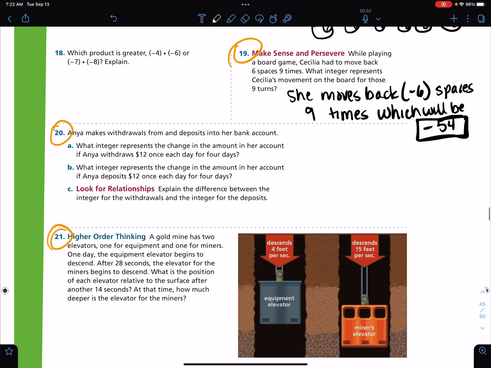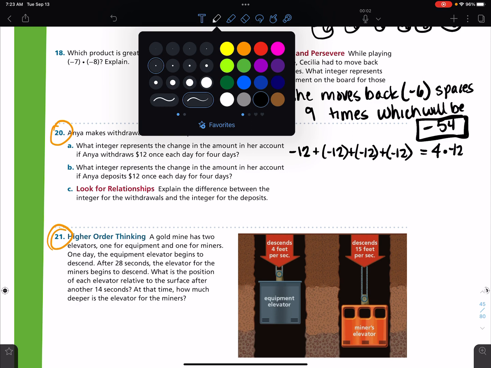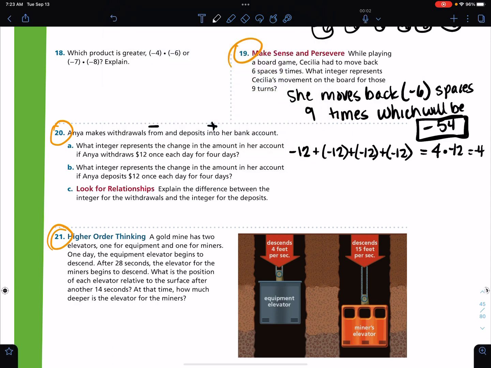20. Anya makes withdrawals from and deposits into. So from is negative and deposits is positive. What integer represents the change in the amount in her account if Anya withdraws 12 each day for 4 days? So we could do repeated addition, but since we're working on multiplication, we're just going to say 4 times negative 12, which is, too many buttons, negative 48. Do they want a dollar sign? Nope, they just say negative 48.